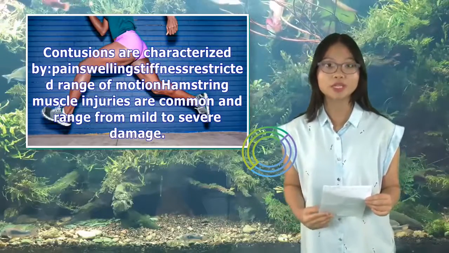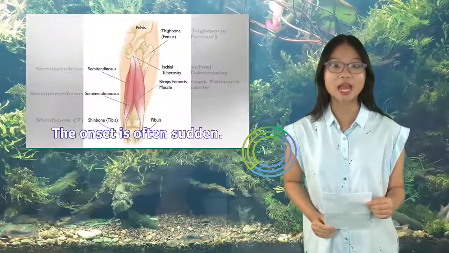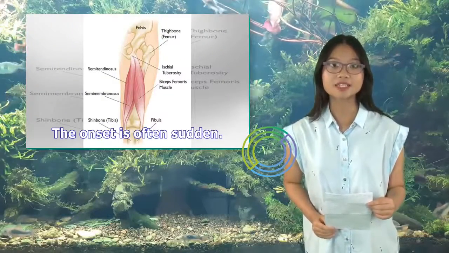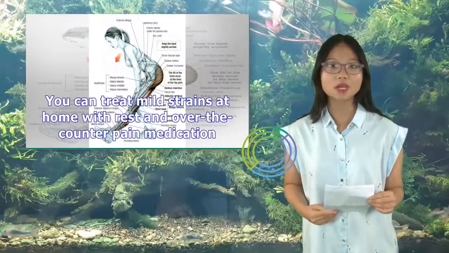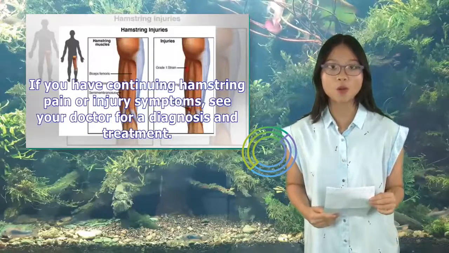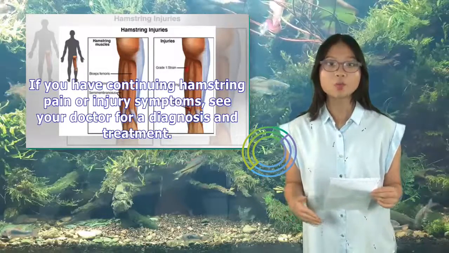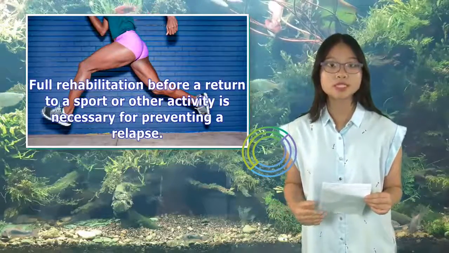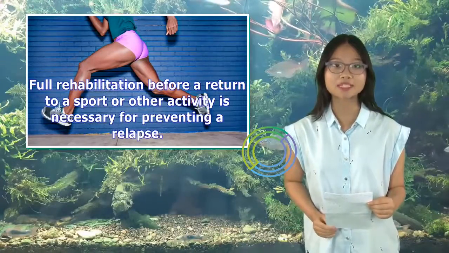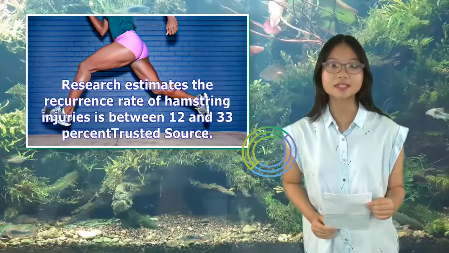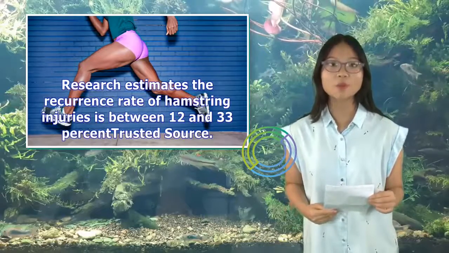Hamstring muscle injuries are common and range from mild to severe damage. The onset is often sudden. You can treat mild strains at home with rest and over-the-counter pain medication. If you have continuing hamstring pain or injury symptoms, see your doctor for a diagnosis and treatment. Full rehabilitation before a return to a sport or other activity is necessary for preventing a relapse. Research estimates the recurrence rate of hamstring injuries is between 12 and 33%.